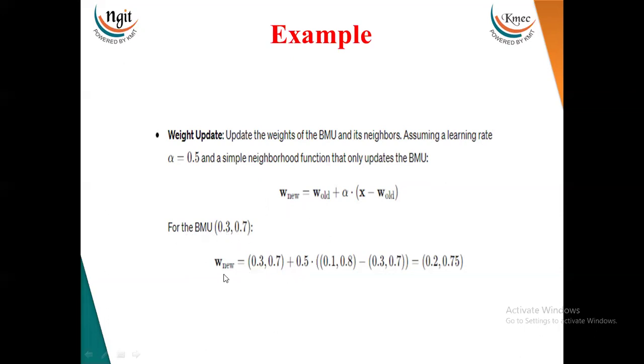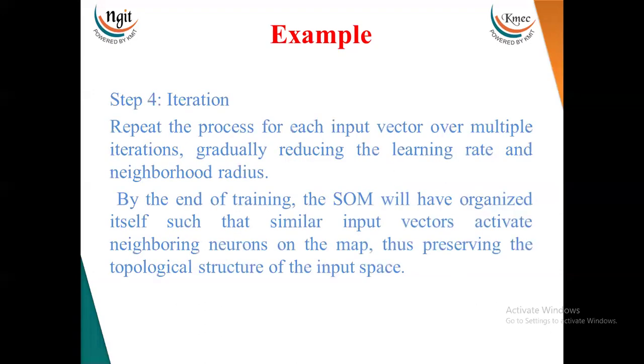So the new weight will be, what is the old one? 0.3, 0.7 plus what is the learning rate? Alpha plus alpha into (x minus w old). What is x here? (0.1, 0.8) minus (0.3, 0.7). So I'll get the updated weight as 0.2, 0.75. So like this, we have to update the weight.